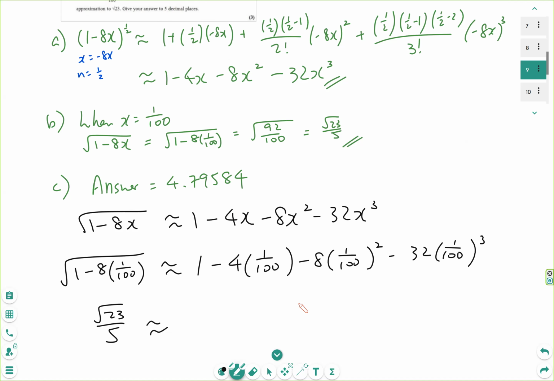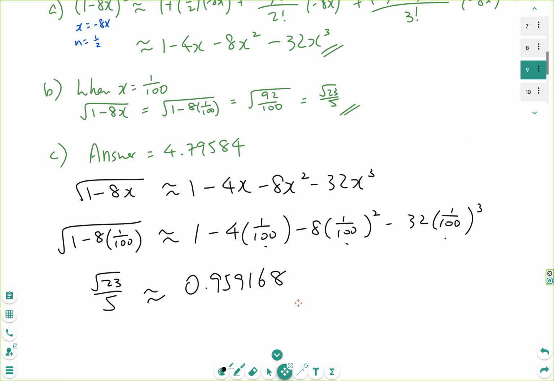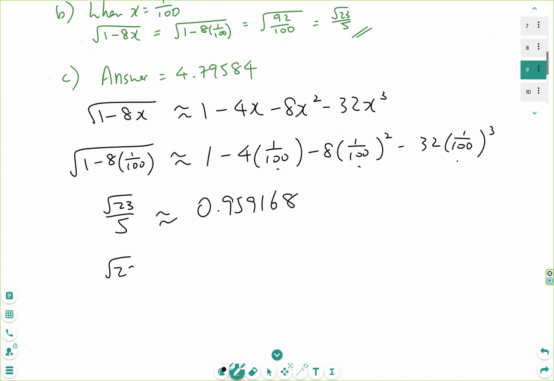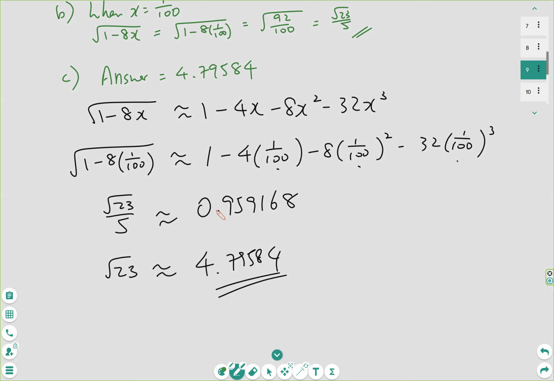Right hand side. Now, if you want to speed up the process, you can put 1 over 100 in the calculator, press equal. Then that means you can use your answer button every time you see 1 over 100. So I do 1 minus 4 times answer, minus 8 times answer squared, minus 32 times answer cubed, which gives me 0.959168. And now the question wants me to find the approximation of root 23. To make root 23 the subject, I would times it by 5. So that's how I get the answer. So times it by 5 in here.